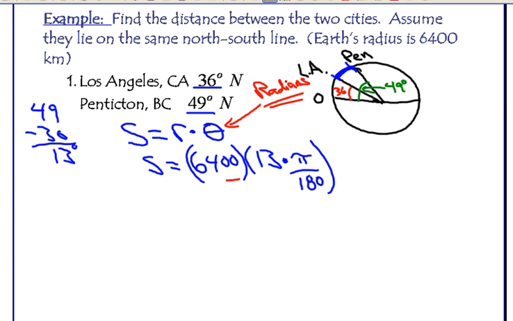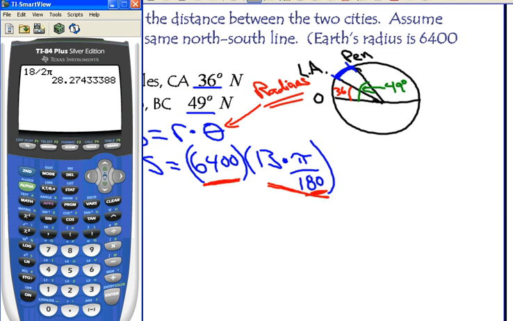So I've got my formula. I've got my radius here, 6,400. I've got my angle. Look at that. I've got the conversion right there. It is in radians. So let's get this distance now between our two cities, Los Angeles and Pentington. And again, now it's a calculator question. Let's see what we get here.